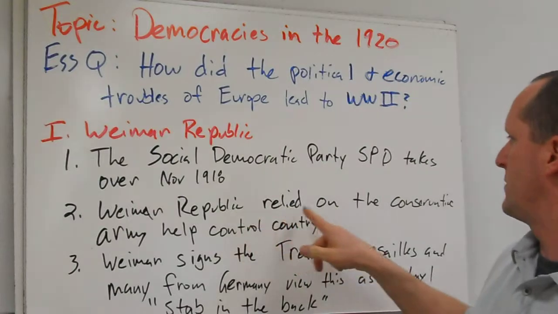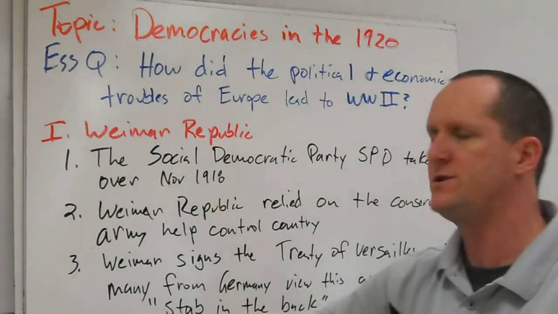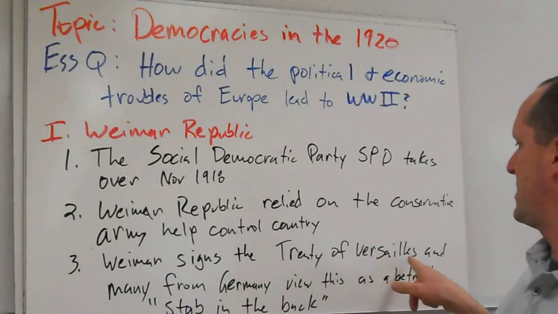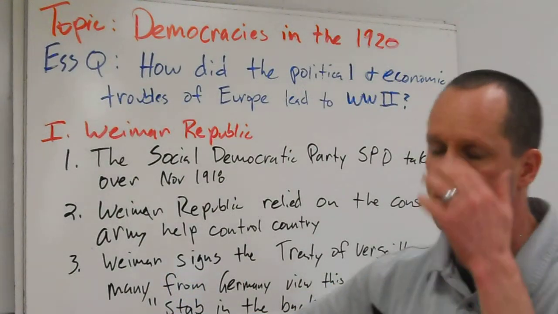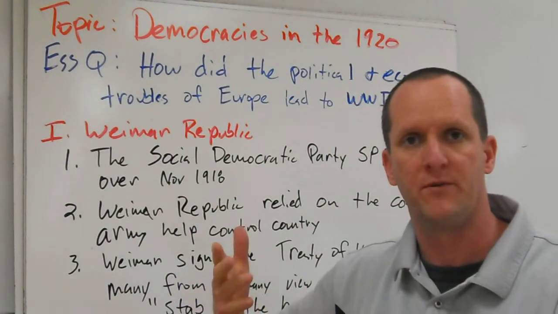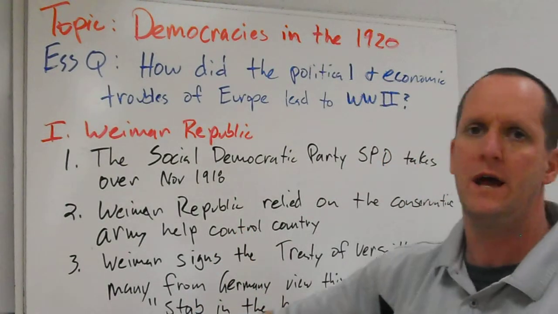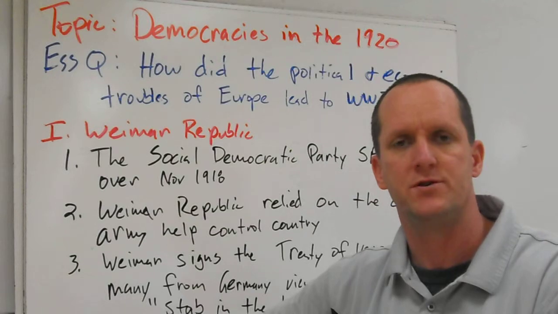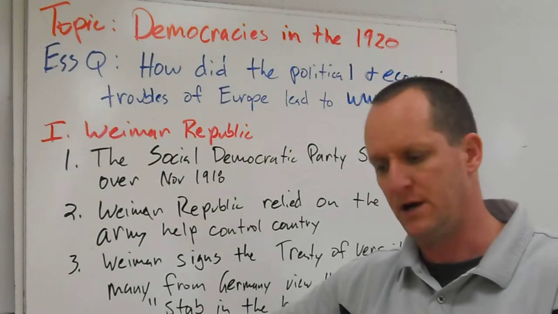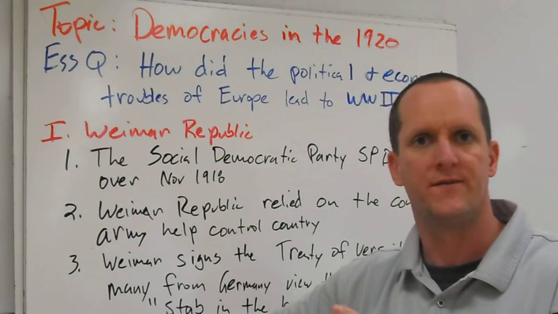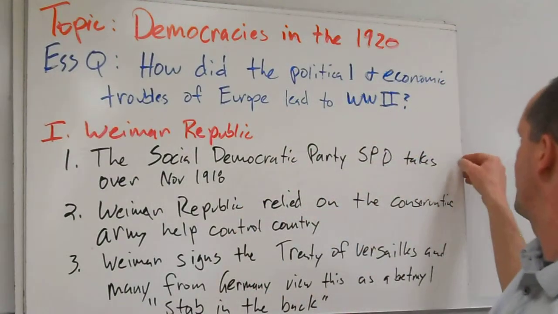The Weimar Republic relied on the conservative army to help control the country. Weimar signs the Treaty of Versailles in 1919, and many people from Germany felt that that was a stab in the back and that they should not have signed that Versailles Treaty, although England, France, the United States kind of forced them. They still felt that it was a stab in the back.